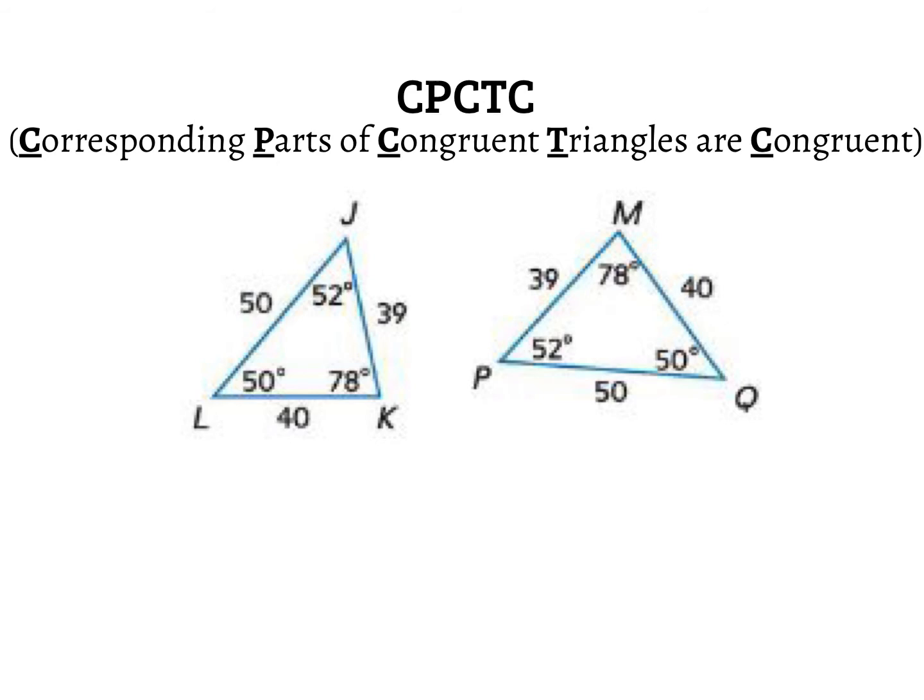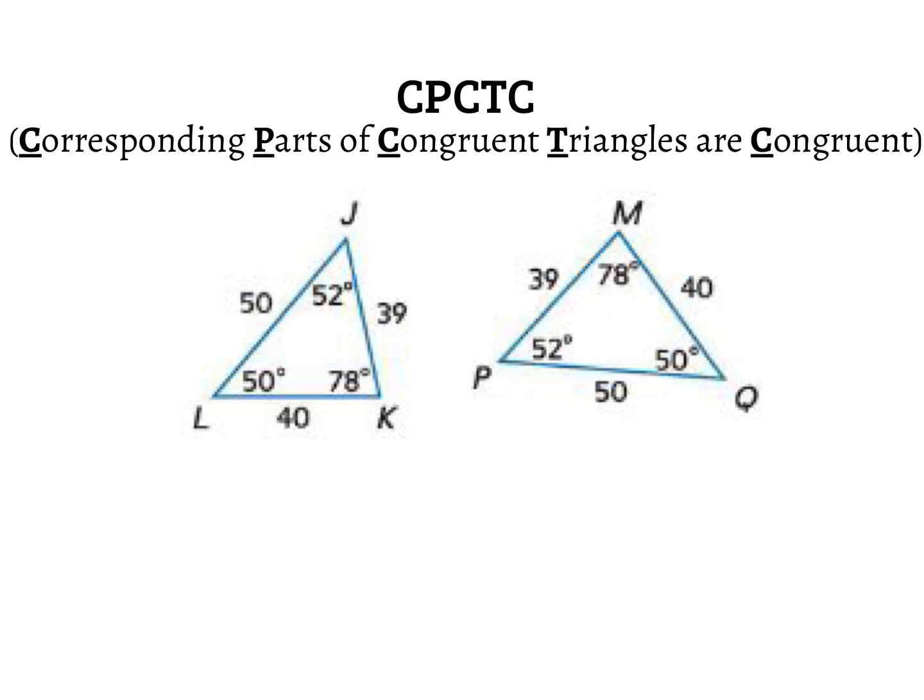So here we have the corresponding parts of congruent triangles theorem, also known as CPCTC. If you look at the first letter of each word, we're dealing with CPCTC. All this really says is that if two triangles are congruent, the corresponding parts, the sides and the angles of these two triangles, should also be congruent.